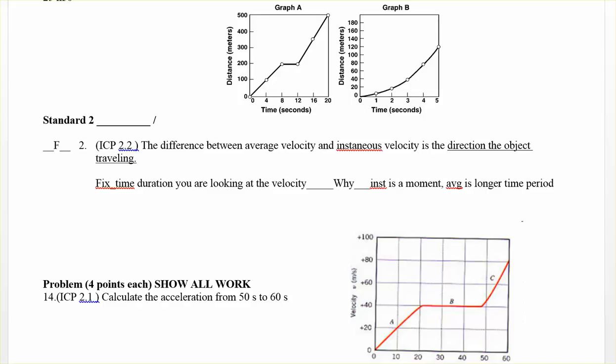The cop doesn't pull you over because you were speeding on average for the last hour. The cop pulls you over because when he took the speed, bam, at that second, at that moment, at that instant, you were speeding.